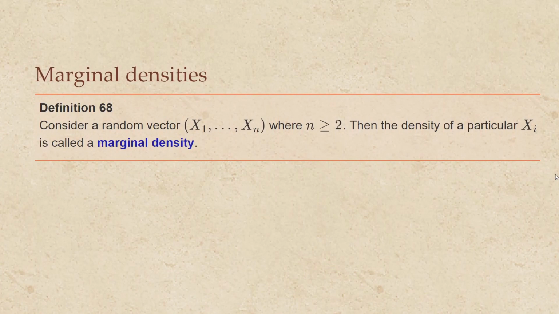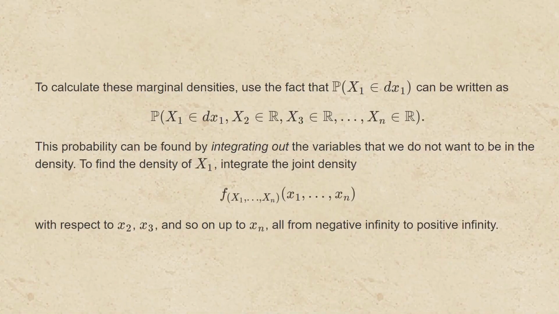Now, consider a random vector x sub 1, x sub 2, up through x sub n, where n is at least 2. Then the density of a particular x sub i is called a marginal density. To calculate these marginal densities, use the fact that the probability that x sub 1 is in a differential element around little x sub 1 can be written as the probability that x sub 1 is in a little differential element around x1, times x2 is some real number, x3 is some real number, and so on up through x sub n is some real number.